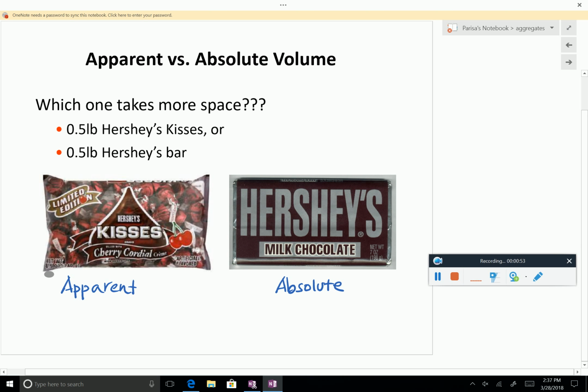A good analogy is if you compare a bar of chocolate to the same amount of chocolate, let's say in Hershey Kisses. They may be the same amount of chocolate, but one is compact, no voids. Here you have voids in between. You have individual chocolate kisses, the small ones. So you see that the volume is not the same. And which one takes more space is obvious, apparent or absolute? Apparent. Obvious.